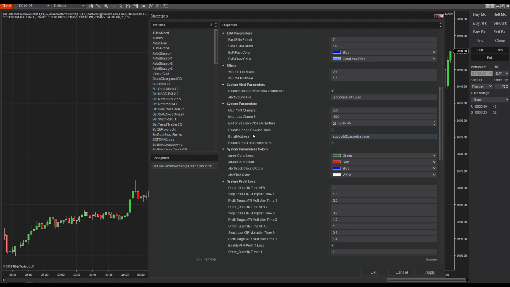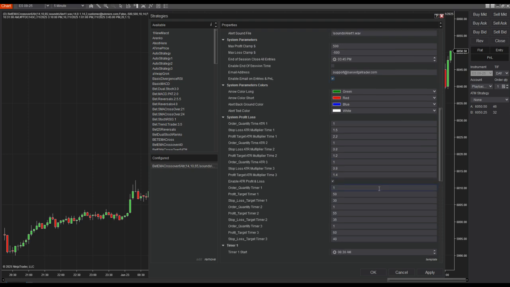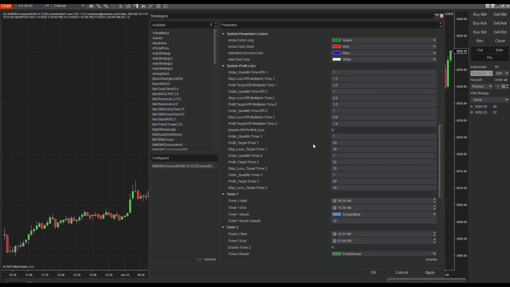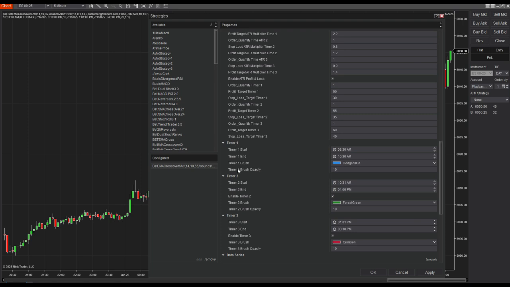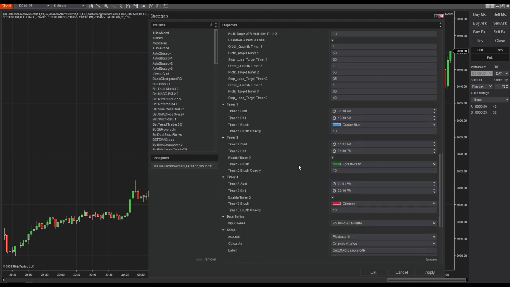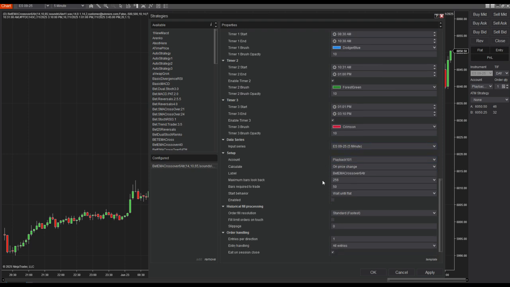Enable email, the email address. We're going to send an email to support at Bars Edge Trader. Some colors. Here's the ATR, profit and losses and quantities. We have a total of 3 timers that we use. So now you can segregate when you want to play and when you don't want to play in an intraday or whenever. So we give you 3, and on top of that we have 3 different ATRs or 3 different profit loss stages that go with those timers.